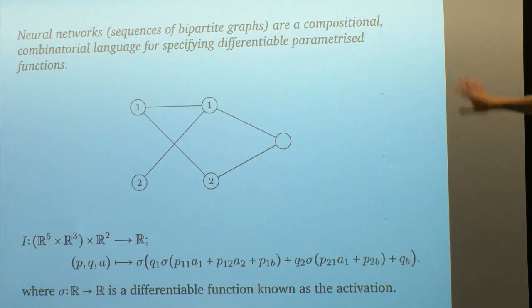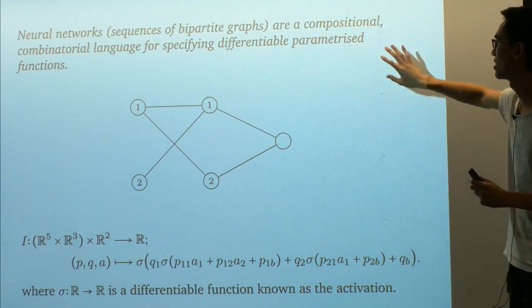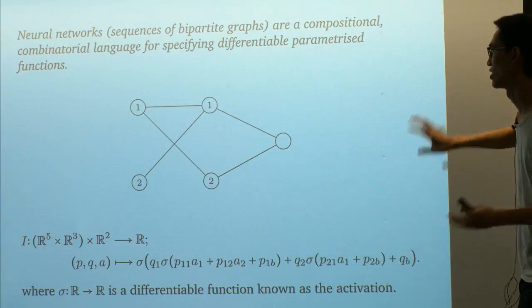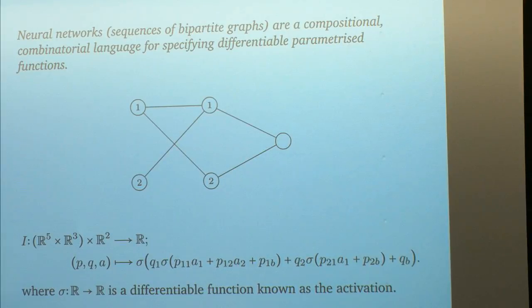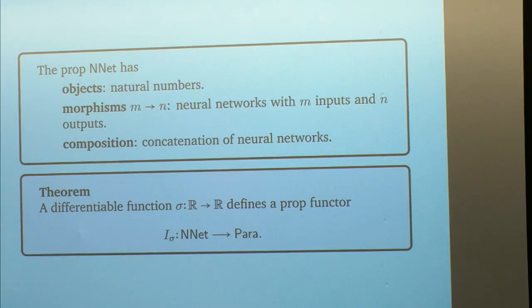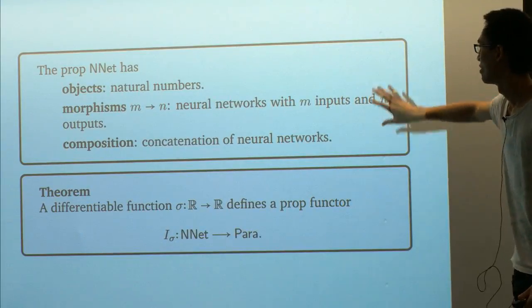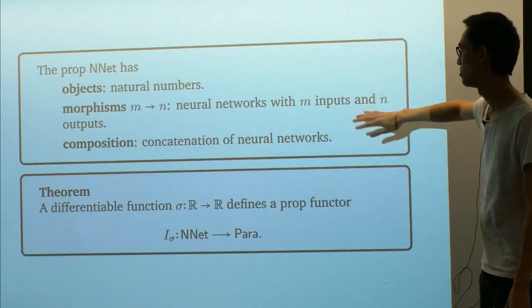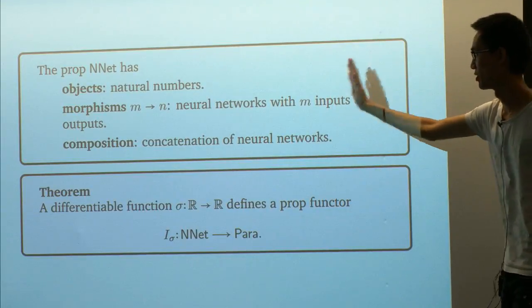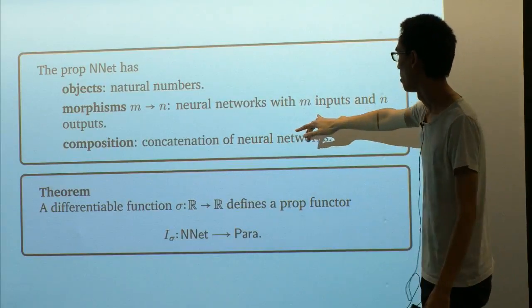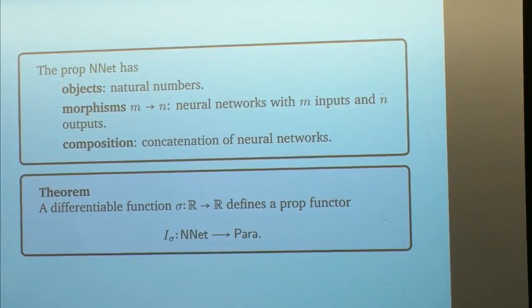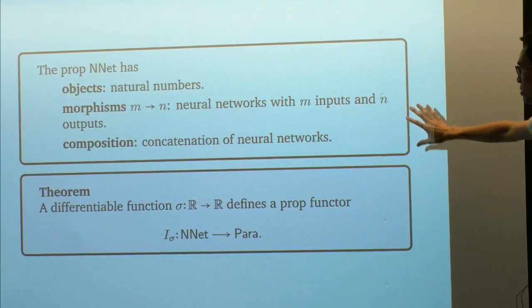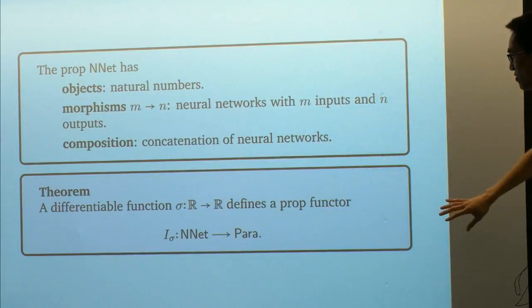OK, so I said this is a compositional language for specifying differentiable parameterized functions. The combinatorialness is just the finiteness of the structure. What do I mean by compositional? Well, I mean there's a functor. So I define this prop where the objects are, again, natural numbers. The morphisms are this notion of neural network, which are just sequences of bipartite graphs. And composition is just the free thing. We just glom them together. Right? So here's a prop where morphisms are just the pictures you can draw on the previous slide.